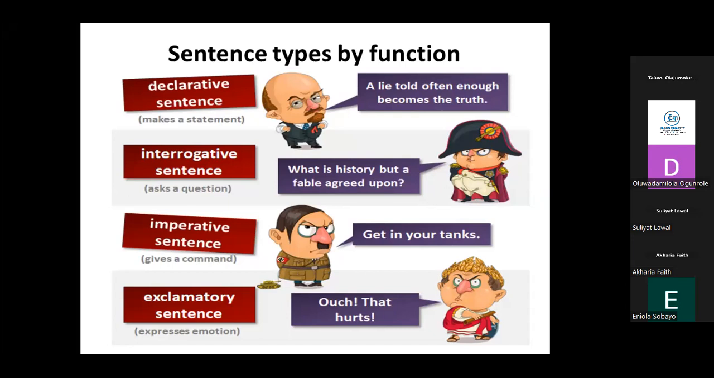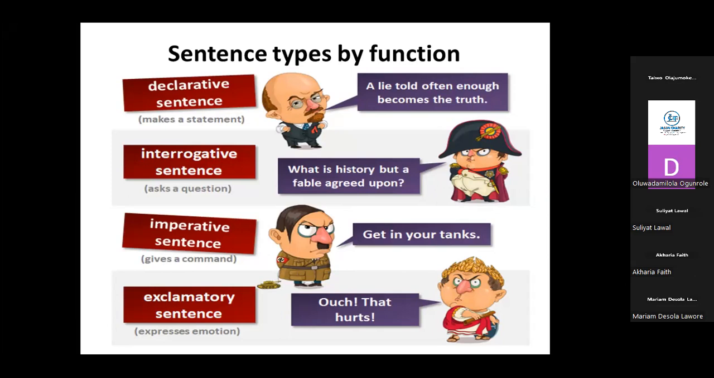So anytime you're giving out a sentence or saying something, you should know the function it will carry out. You may not get this if you still don't know how this works. Just as we have in the example, a lie told often becomes the truth. That is a declarative statement. It's a fact. A declarative statement will give you a fact, and it will end with a full stop.